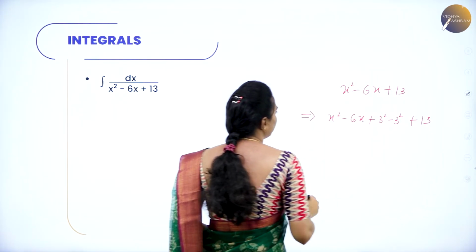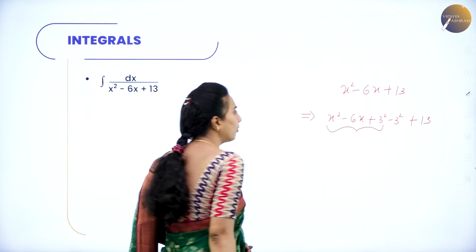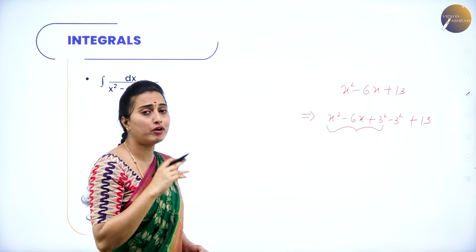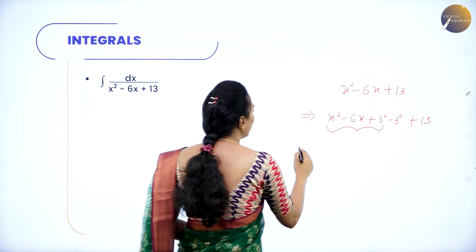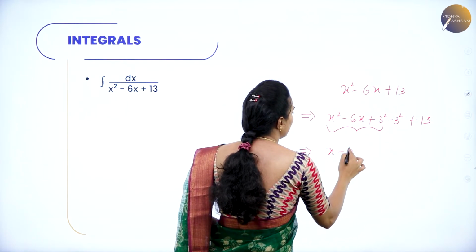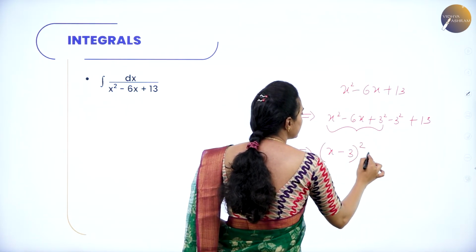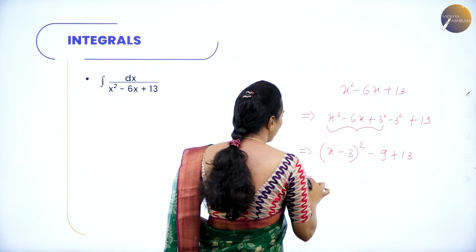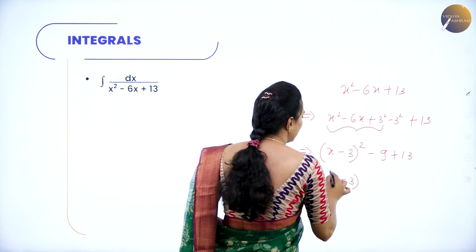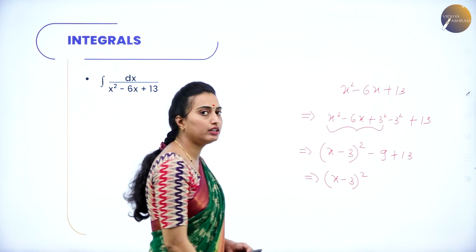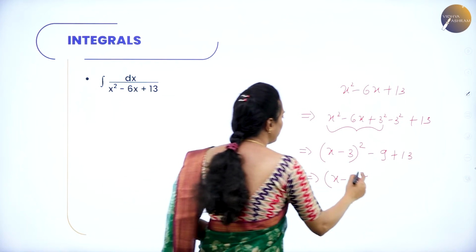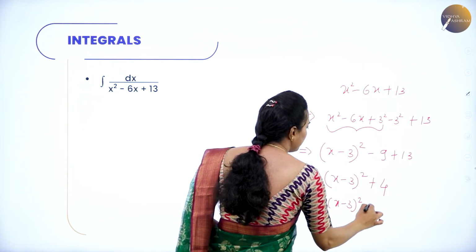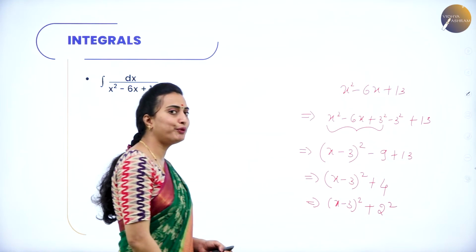I hope you got this one. Now if you look at this, it is x squared plus 3 squared minus 6x, that is 2 into 3, which is in the form of a minus b whole squared. Therefore I can write this as x minus 3 whole squared. Here minus 3 squared is there, minus 9 plus 13. So minus 9 plus 13 gives you 4, which will be plus 4. Now you can write this as x minus 3 whole squared plus 4 as 2 squared. I hope you understood this one.